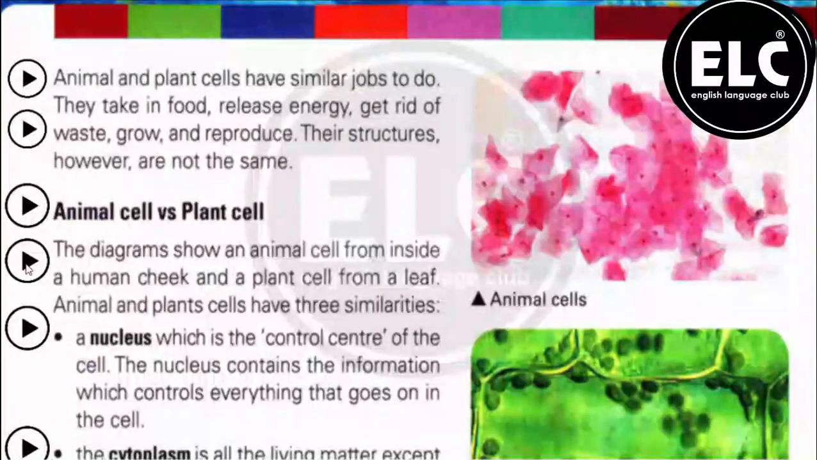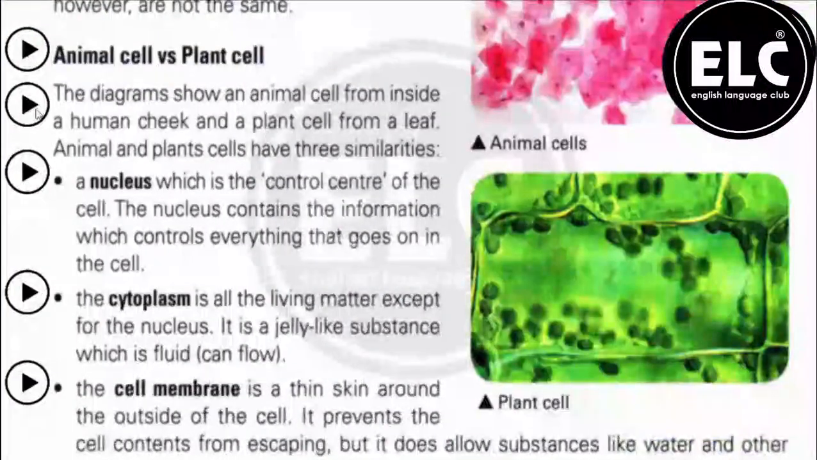Animal cell versus plant cell. The diagrams show an animal cell from inside a human cheek, and a plant cell from a leaf. Animal and plant cells have 3 similarities.